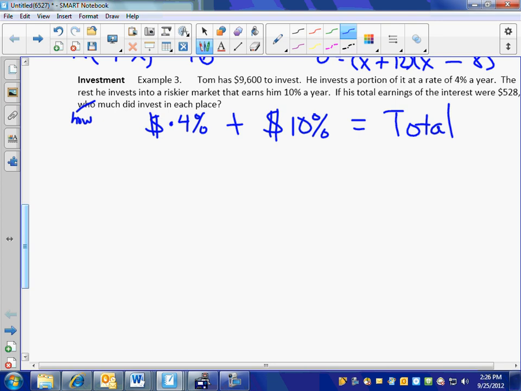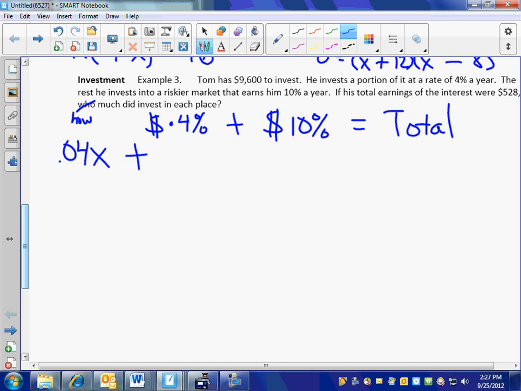So, do we know how many dollars he invested at 4%? Nope, that's what we're trying to figure out. We'll call it X. X times 4%. What's 4%? 0.04. Very good, Andy.